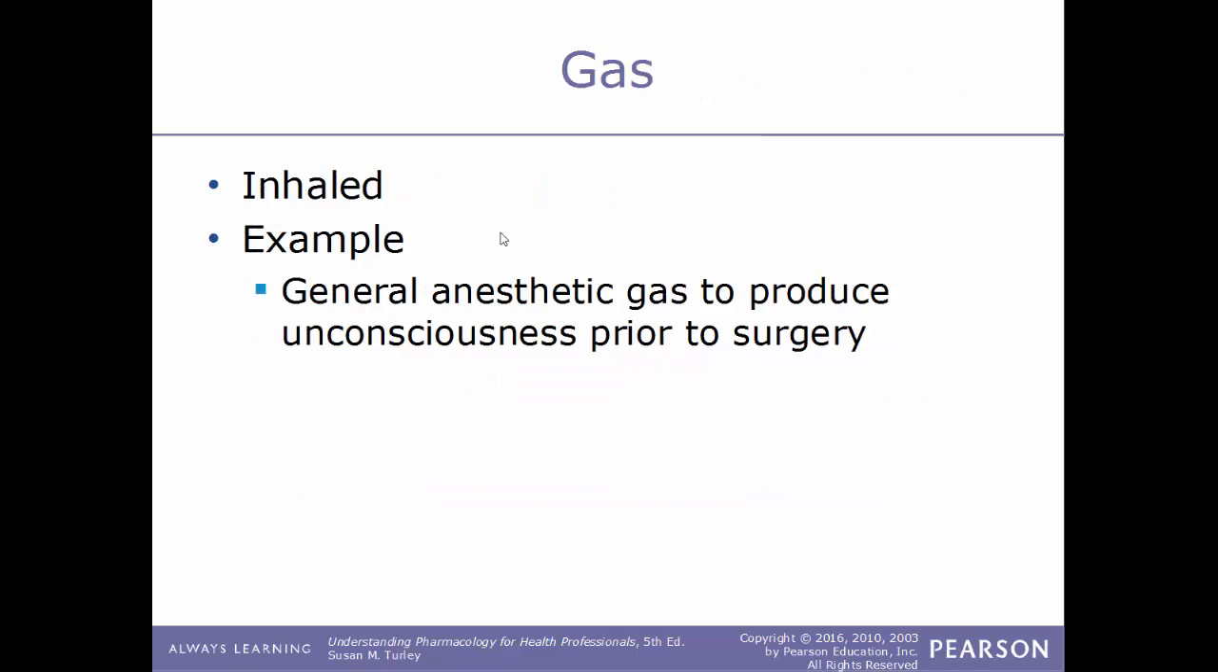Another form of a drug would be a gas. Obviously, these will be inhaled. A very common example of this would be a general anesthetic given to patients before surgery to make sure that they are unconscious. So as you can see, there are a variety of different ways that you could administer a drug to a patient. It really just depends on the kind of drug you are trying to administer and what is the most effective way to get that drug into the patient to treat what is wrong.